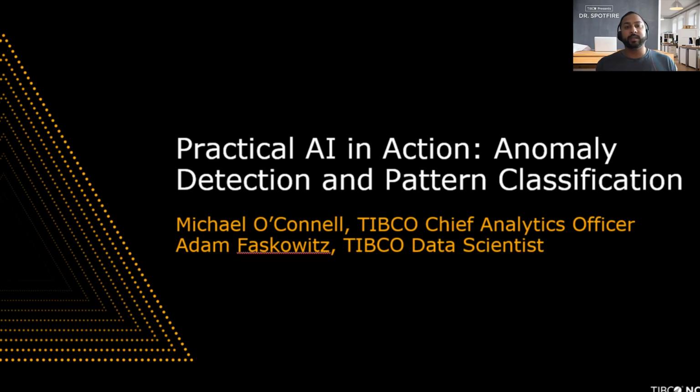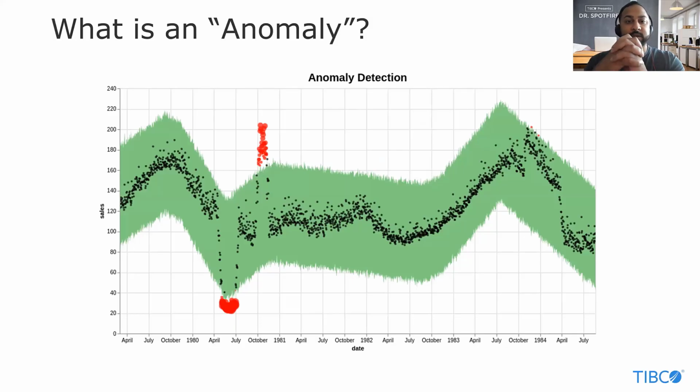Okay, so to get started with today's session, I have a few slides just to set the context of what we're talking about today. And first, what is an anomaly? An anomaly is going to be data that is outside of the bounds of typical range where you have a variable operating or a variable measuring.